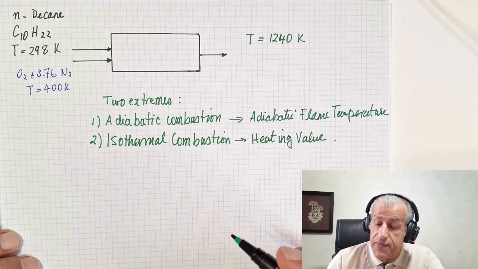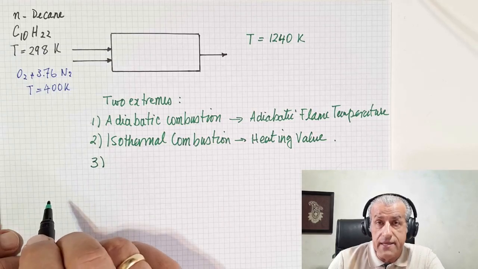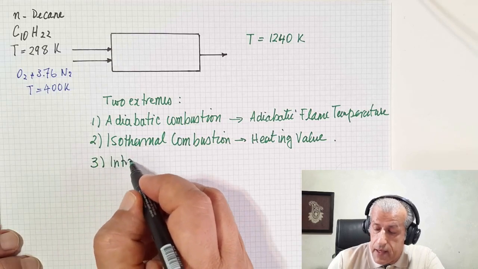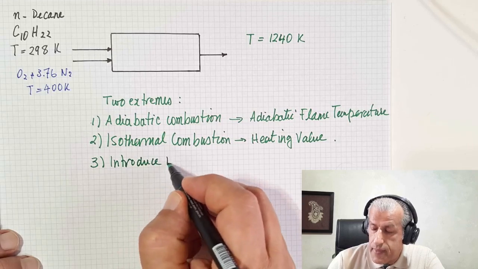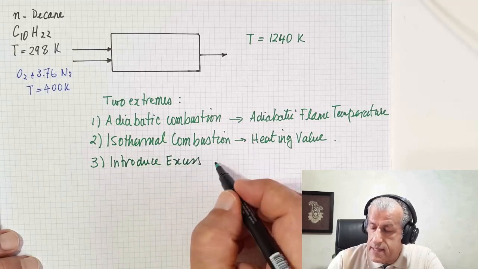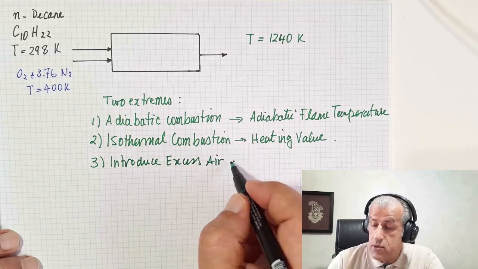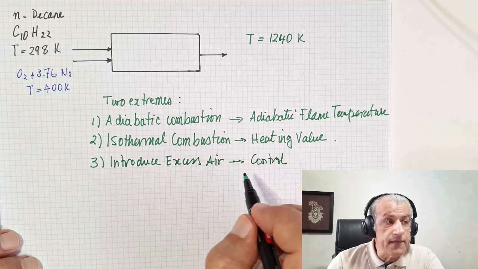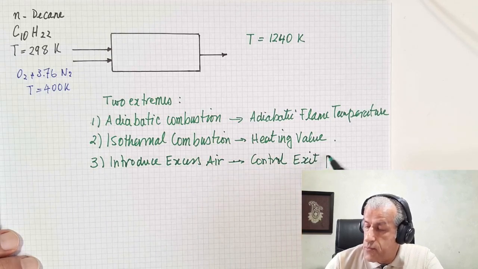Now, there's a third alternative which is more practical, and that is excess air. Introduce excess air. What does excess air do? It basically controls the exit product temperature.